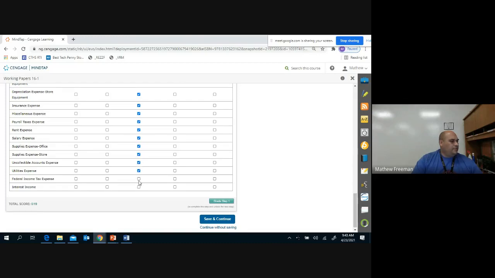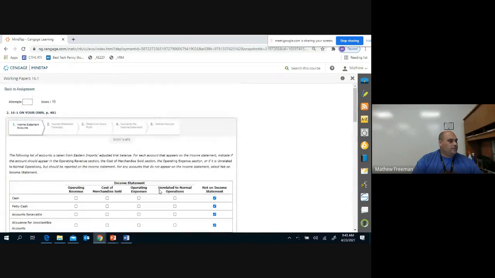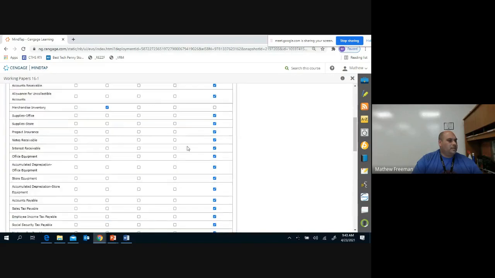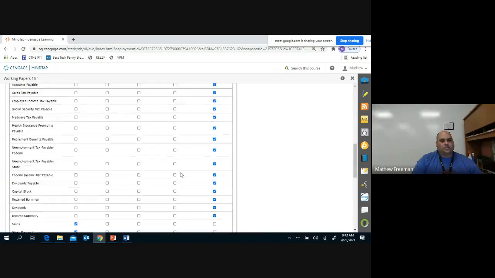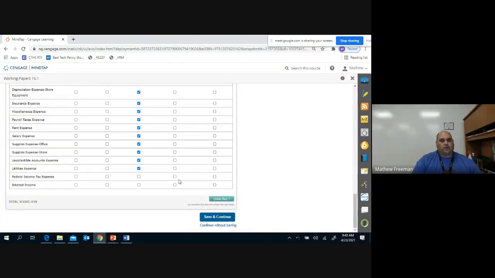But then when we get to federal income tax expense, this one is a little bit different, okay? Because this one here is unrelated to normal operations. This is done after we've completed operations, after we have finished. So we're just going to move over here and click these two. These are not part of operations.